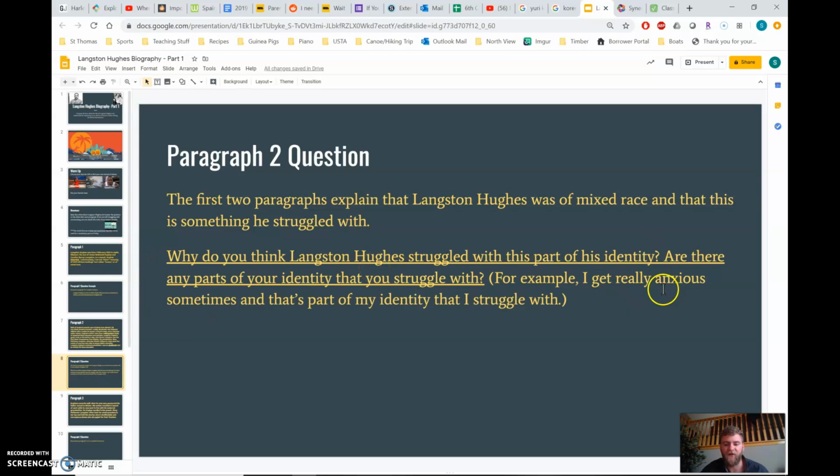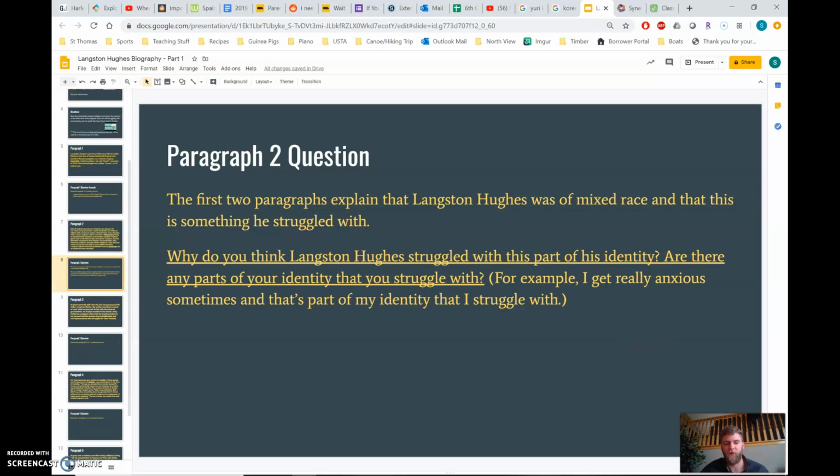I'll be honest here, and this is my example. I get really anxious sometimes, and that's part of my identity that I struggle with. Remember, we talked about identity with those identity maps. Identity is not just what you look like or what your culture is. Your identity is a lot more than that. So think about any part of your identity, and if you're okay with it, share what you struggle with.